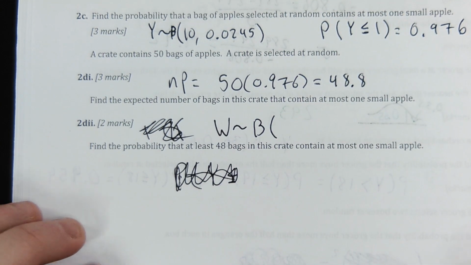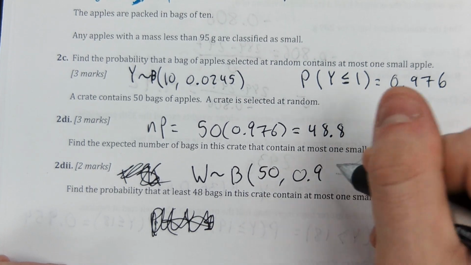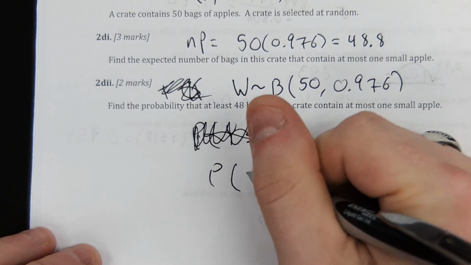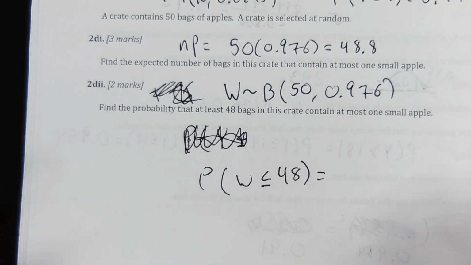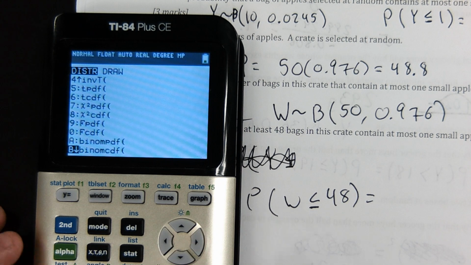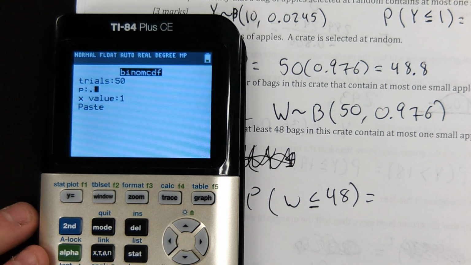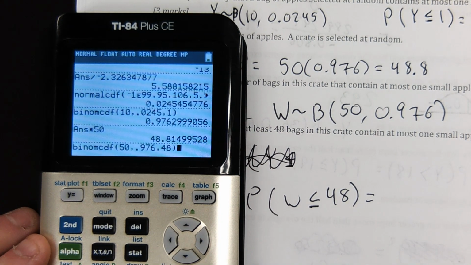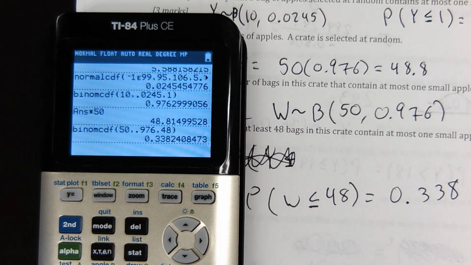Do we know how many trials? 50 trials, and the probability of success is 0.976. W for win, because we're the best. So what is the probability that W is less than or equal to 48? Second vars, binomcdf, 50 trials, probability of success 0.976. Wait, the bell is ringing. 48 or less. There we go. 0.338. Boom.